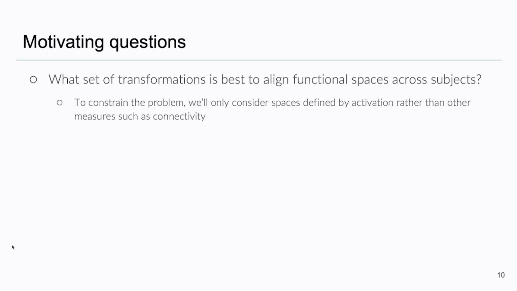So when we think about how to recover this individual variability, there are many different ways that we could do so. We've heard about two this morning. We set about to think within the broad framework of functional alignment. There are many, many different methods which propose many different transformations. We wanted to test and see what set of transformations is best to align functional spaces across subjects. And again, this is a broad class of questions, so to constrain the problem, we only considered spaces defined by activation rather than other measures, such as connectivity, which are also very powerful and actively explored.